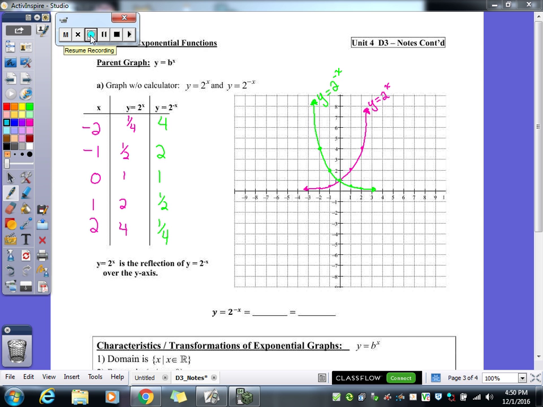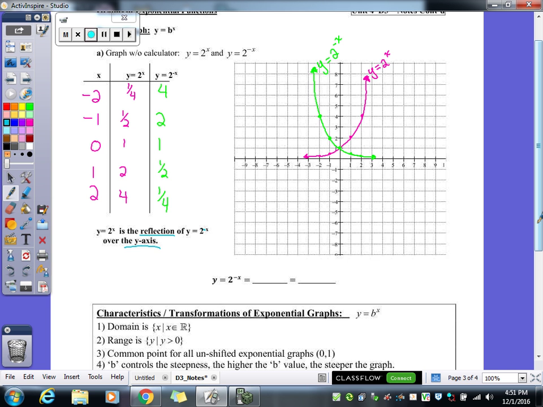So as you can see here, what ended up happening with our graph of y equals 2 to the x is a reflection over the y-axis when we get our y equals 2 to the negative x. We talked about this with our transformations in the last unit. We have the negative in with the x, so it made it reflect over your y-axis.